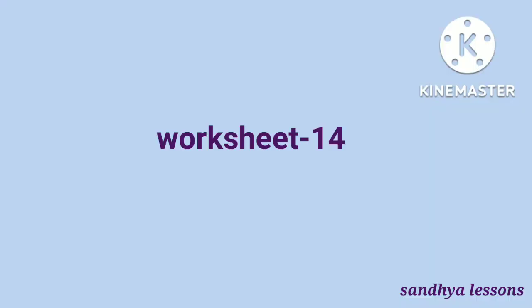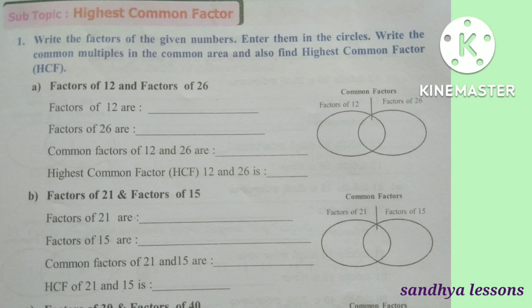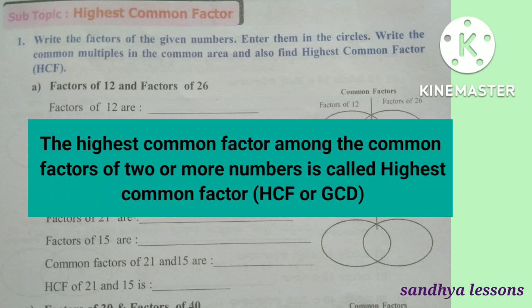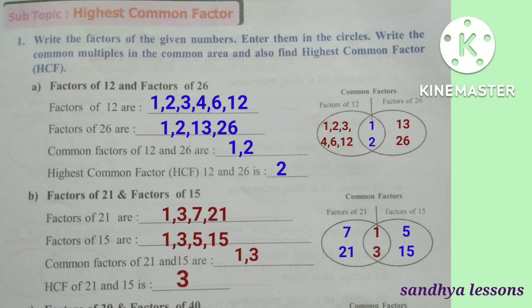Worksheet 14. First question, write the factors of the given numbers. Enter them in the circles. Write the common factors in the common area and also find the highest common factor. The highest common factor among the common factors of two or more numbers is called highest common factor, HCF or GCD. A problem, factors of 12 and factors of 26.